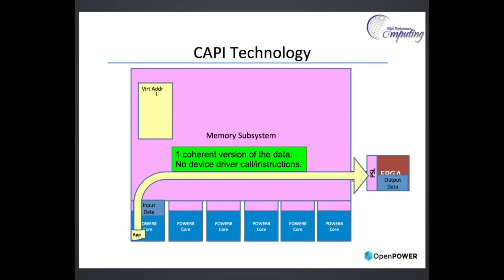Then with CAPI, what will happen? Through the PSL in the FPGA part, the application could generate some variables and input data and store them into the virtual address memory, and then the FPGA is capable of accessing these variables. So in that case, there is only 1 coherent version of data, and no device driver call is needed anymore.